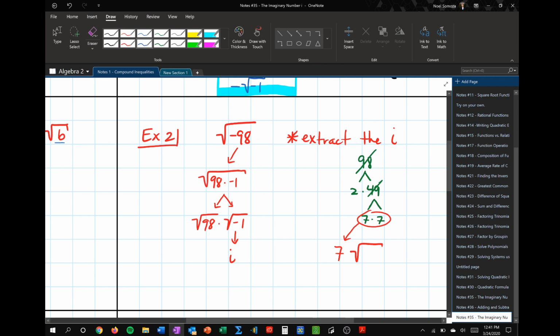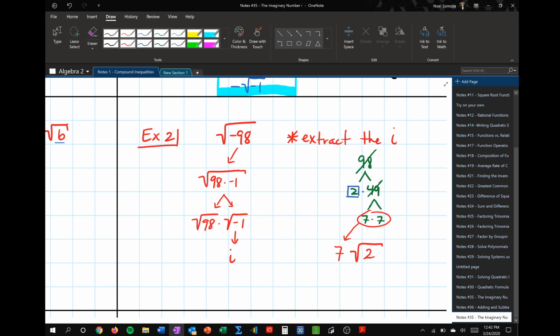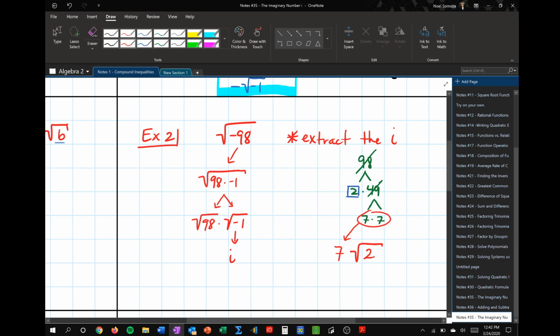Then what happens to the other number, the 2? 2 wasn't factored, but we don't have a pair for 2. So where does 2 go? 2 goes back inside of the jail. It couldn't escape because it didn't have a buddy, basically. So now we know that the square root of 98 is the same thing as saying 7 times the square root of 2.